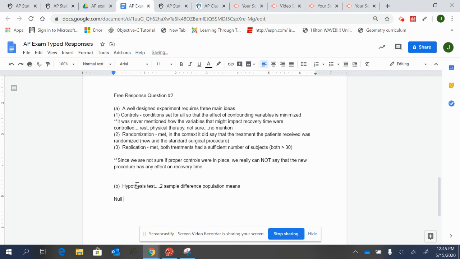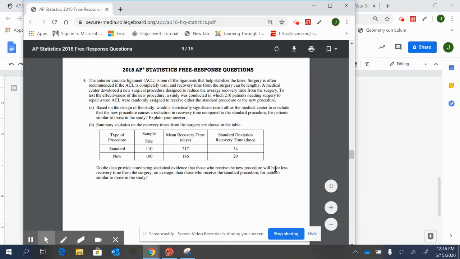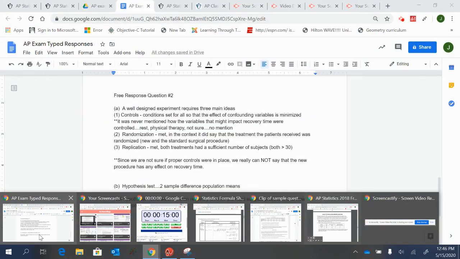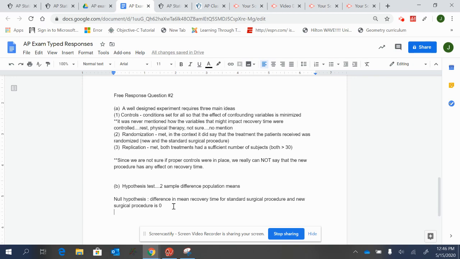Okay, so the null hypothesis is that the difference in mean recovery time for the standard surgical procedure and new surgical procedure is 0. And then we'll say, is it better to new, less recovery time? So we want to test for less. So the null is that the difference in recovery time is 0. Okay. Alternative.